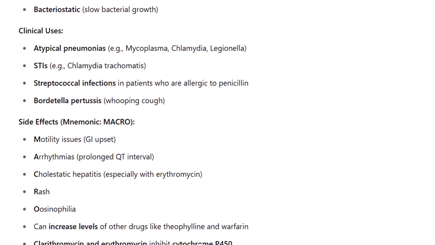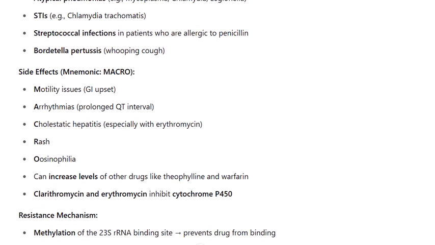Motility issues, GI upset. Arrhythmias, prolonged QT interval. Cholestatic hepatitis, especially with erythromycin. Rash. Eosinophilia. They can increase levels of other drugs like theophylline and warfarin, since clarithromycin and erythromycin inhibit cytochrome P450.